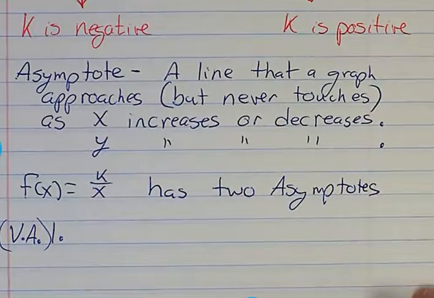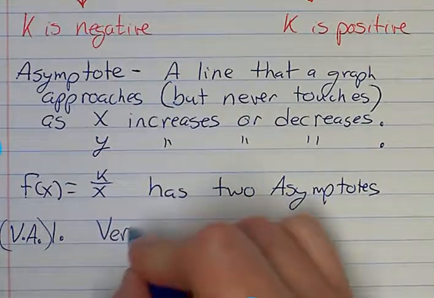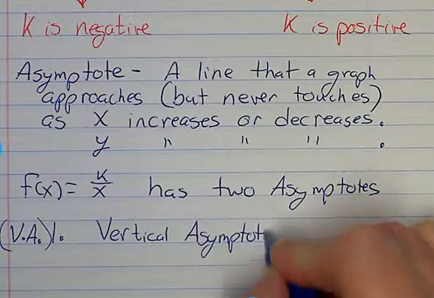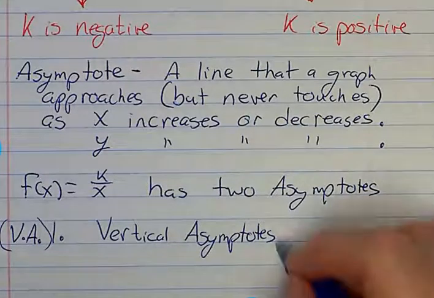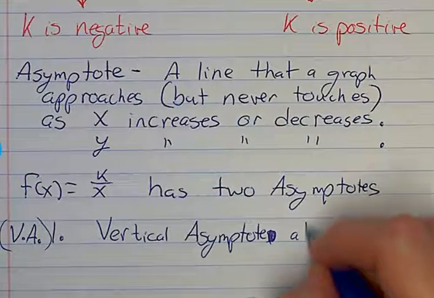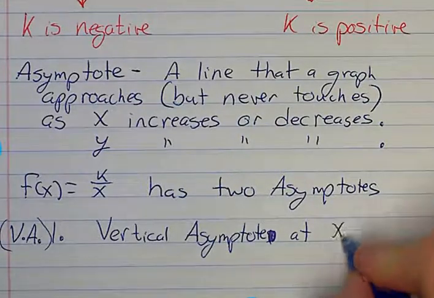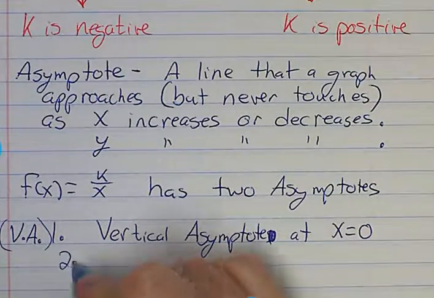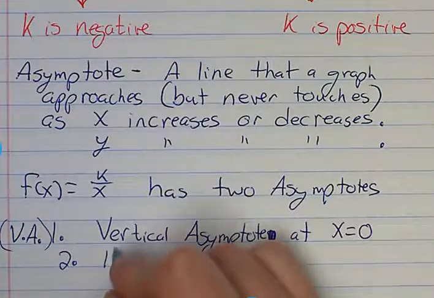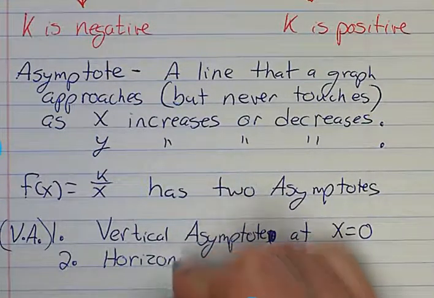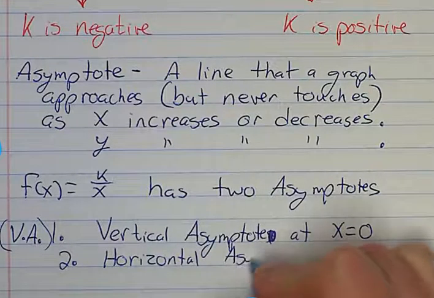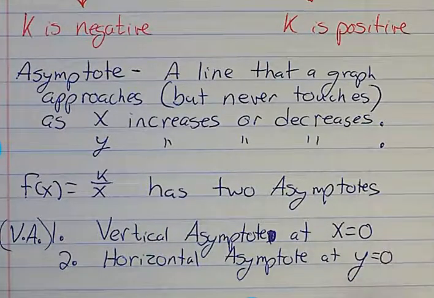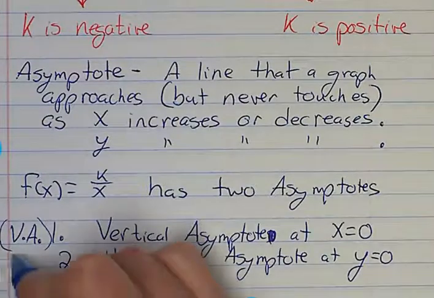Okay, so the first thing is we're going to call it a VA because it's a vertical asymptote. That way, if we're talking about different things, we need to kind of shortcut on the notes. We can do that. So you have a vertical asymptote at x equals 0. And then we're going to have a horizontal asymptote at y equals 0, so that one we'll call an HA.